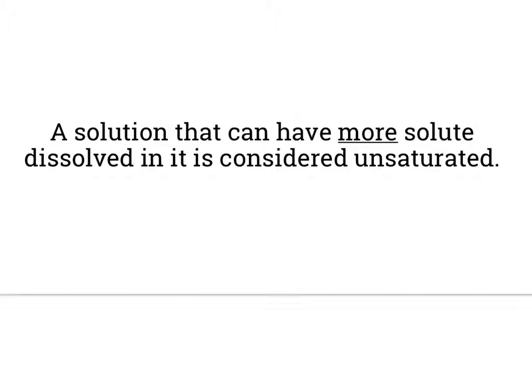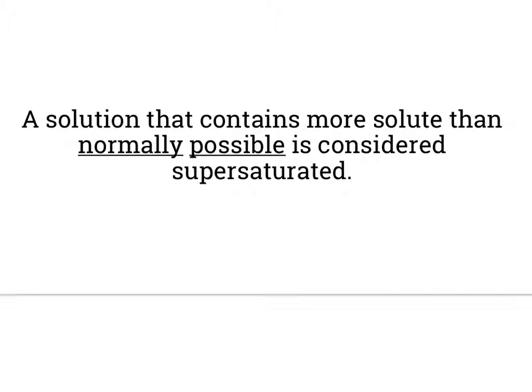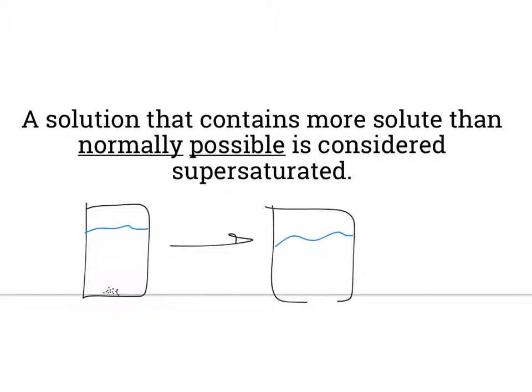Okay, a solution that can have more solute dissolved in it, meaning there's still space, is considered unsaturated. And again, typically if you see just a clear solution, that's probably unsaturated, because saturated is typically indicated by stuff being left on the bottom. Lastly though, if it contains more than normal possible, it's considered supersaturated. So this would be like if you took a solution that looks like this, so it's saturated, and let's say you heated it up such that somehow you got all that stuff to dissolve. This would be saturated. This would be supersaturated.